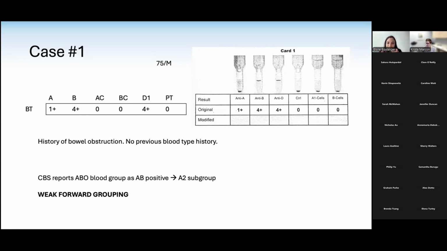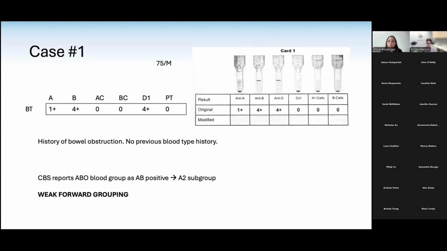We had this encounter. This sample was sent to CVS and it was reported as AB positive. So this was an A2 subgroup. What happened here is that the patient had a weak forward grouping. The interesting thing about ABO discrepancy cases is that when I have a very straightforward reaction, a 4 plus reaction, then it's very likely that that type really exists. But when I have weak reactions, even 1 or 0, that's when I have the doubt.